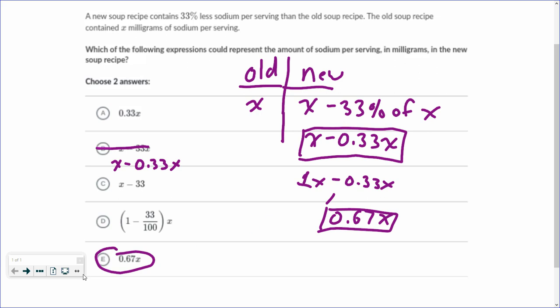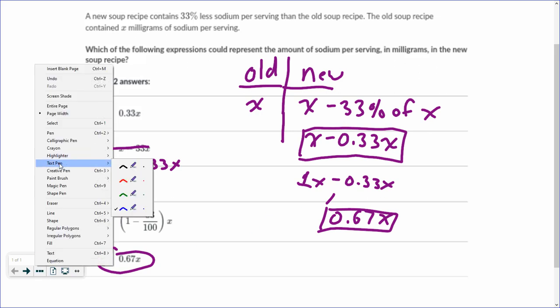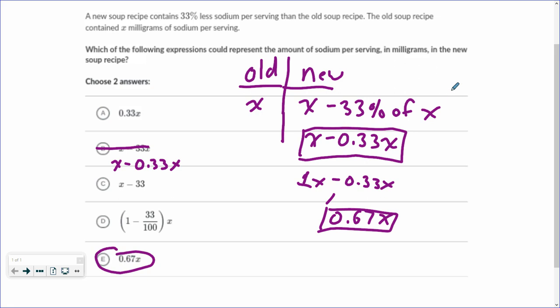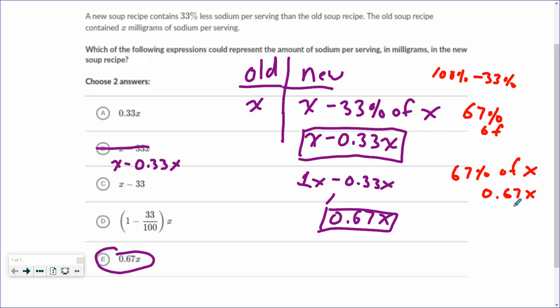By the way, let's switch up the color here. I wanted to mention this. If you think about it, I normally would have 100% of X as the amount of sodium, but now I have 33% less, so I have 67% of the original. So 67% of X is 0.67X, which is here, which is the answer we chose over here.